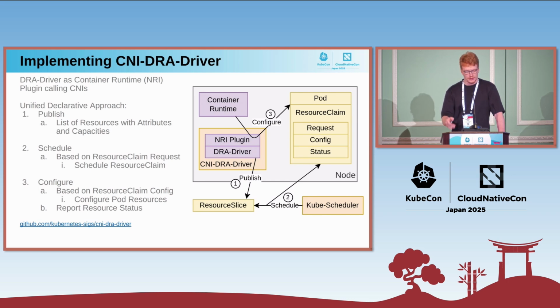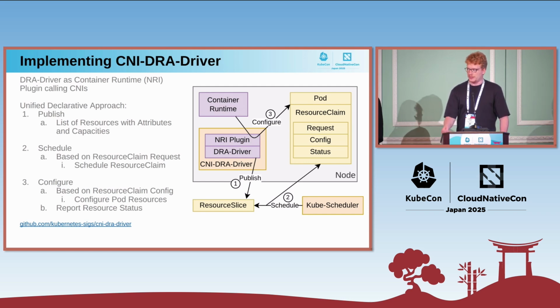So the first thing that this DRA driver would do is to publish the network resources available in the cluster. It will publish the network interfaces with their capacities and their attributes. And then the user would just have to configure the pods and the resource claims that would request these network interfaces and provide the configuration for them. So Kubernetes will schedule the pod based on this requirement and will put the pod on the node where these resources are available. And the third part is from the driver.